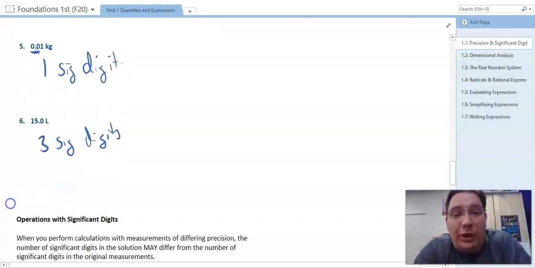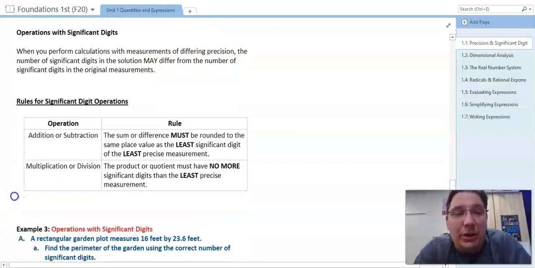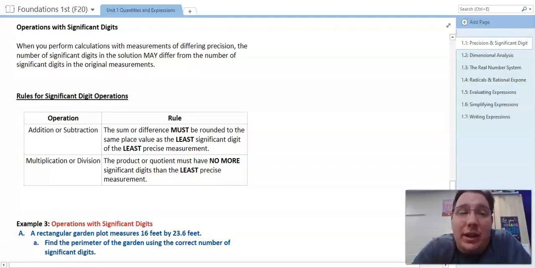All right, we're getting to the end here. We're going to talk about operations of significant digits for a second. When you perform calculations with measurements of differing precision, the number of significant digits in the solution may differ from the number of significant digits in the original measurement. So we might be taking a number that has 2 significant digits and a number that has 3 significant digits, and the answer could potentially have 4 significant digits. It just is based on the rules that we see below.